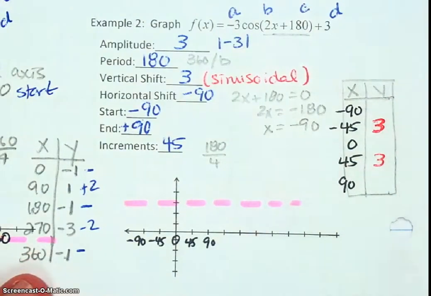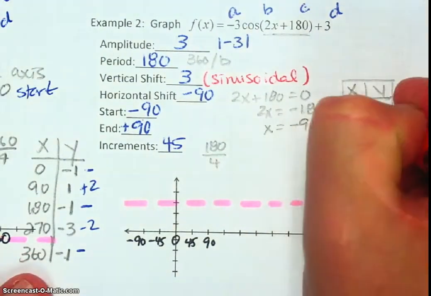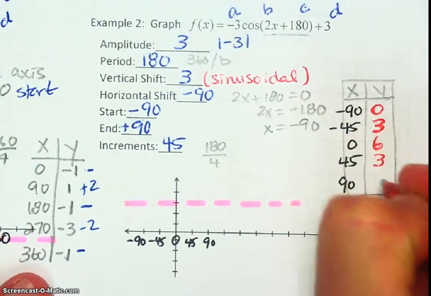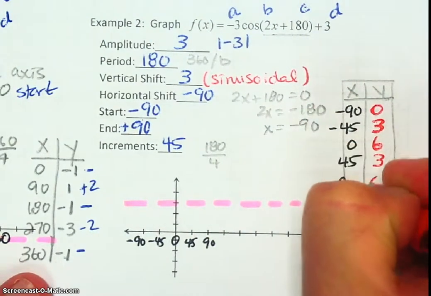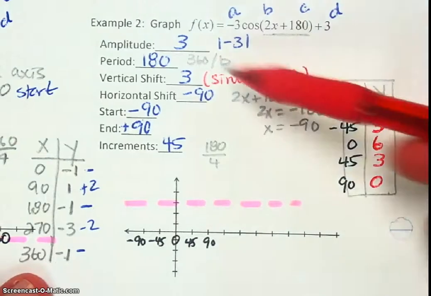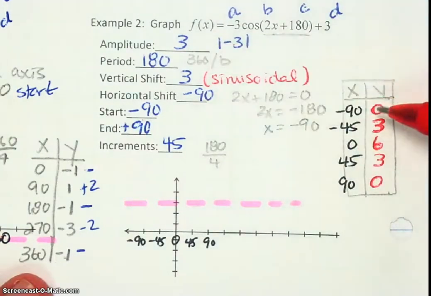Now, as far as the other points go, when you plug these in, I'm just going to go ahead and tell you what you'd get when you plug them in. You get a 0, a 6, and a 0 there. Now, if you'll notice, my amplitude is 3 in this problem, and notice the difference between all of these points is 3. Now, this one's going to graph a little bit different from our regular cosine curve.